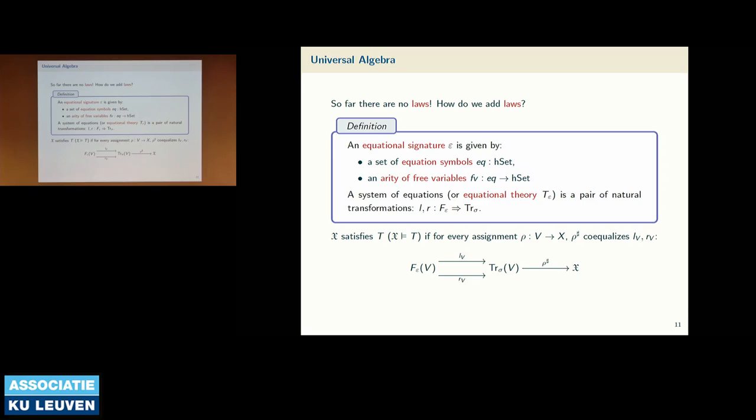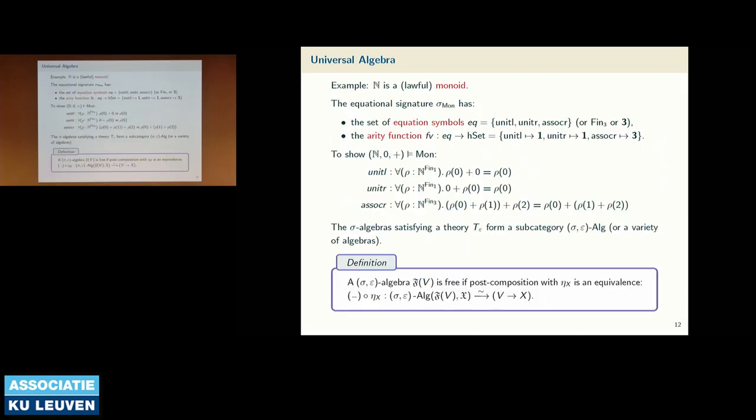Again, we will also have a signature and a functor, and we can define a system of equations as a pair of natural transformations, left and right, from the signature functor to a tree. In other words, we say X satisfies a system of equations T if for every assignment rho, rho sharp would coequalize left and right. More concretely, what this means is that rho would assign three variables to a concrete element of X, and rho sharp would just evaluate a tree given an assignment of the three variables.